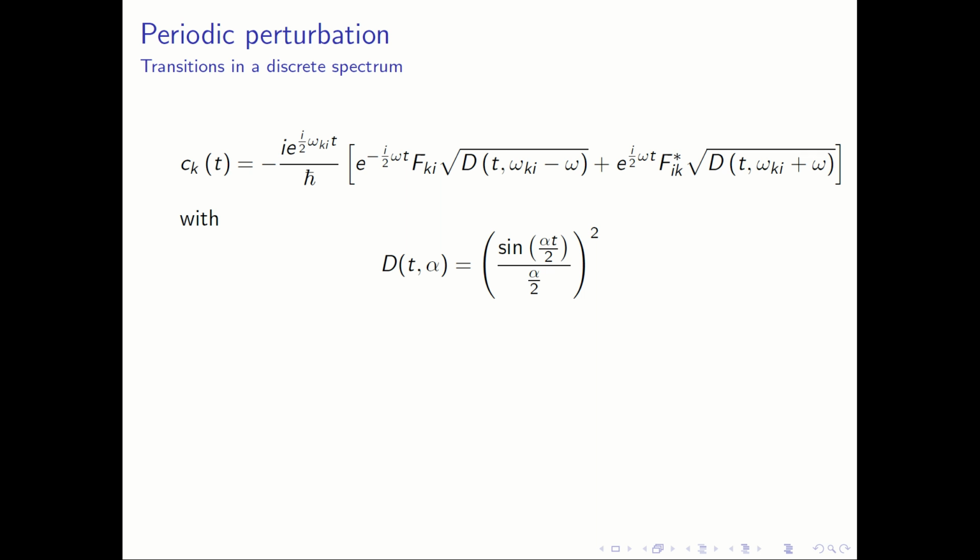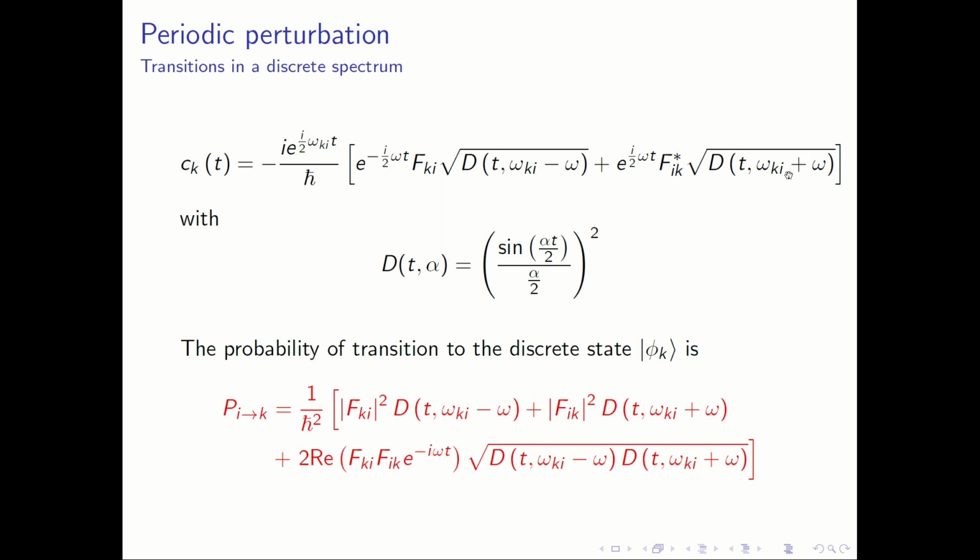Let me remind you that these two factors will peak when omega is equal to omega ki and omega is equal to minus omega ki respectively, and when t is large, this is going to be a very sharply peaked function, tall but narrow. Now that this is ck, I can easily calculate the probability of transition by taking the mod square of this, which essentially means you have to multiply the function by its conjugate, and the calculation is straightforward.